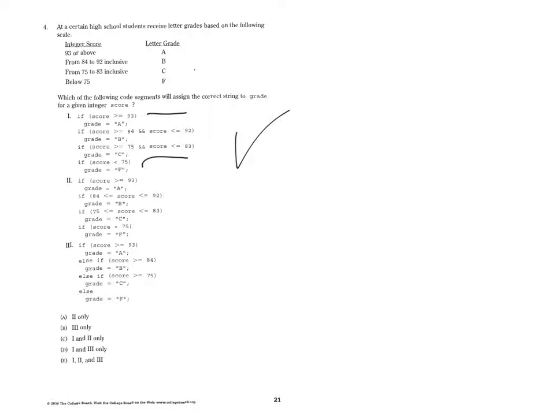So the first one there is good. So it's not 2 only or 3 only, because we know that 1 is good to go. If we take a look at 2 though, we see that there is actually a syntax error right here. You can't simply just write this expression, right?